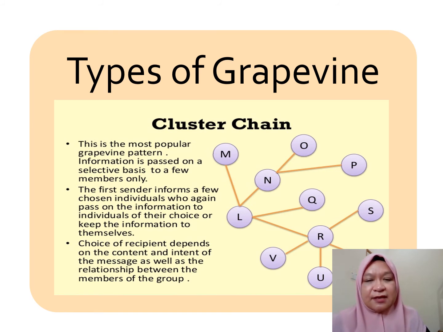The first sender informs a few chosen individuals, who again pass on the information to other individuals. So the choice of recipients depends on the content and also the intent of the messages, maybe the relationship with the members. So there we have the four types of grapevine.